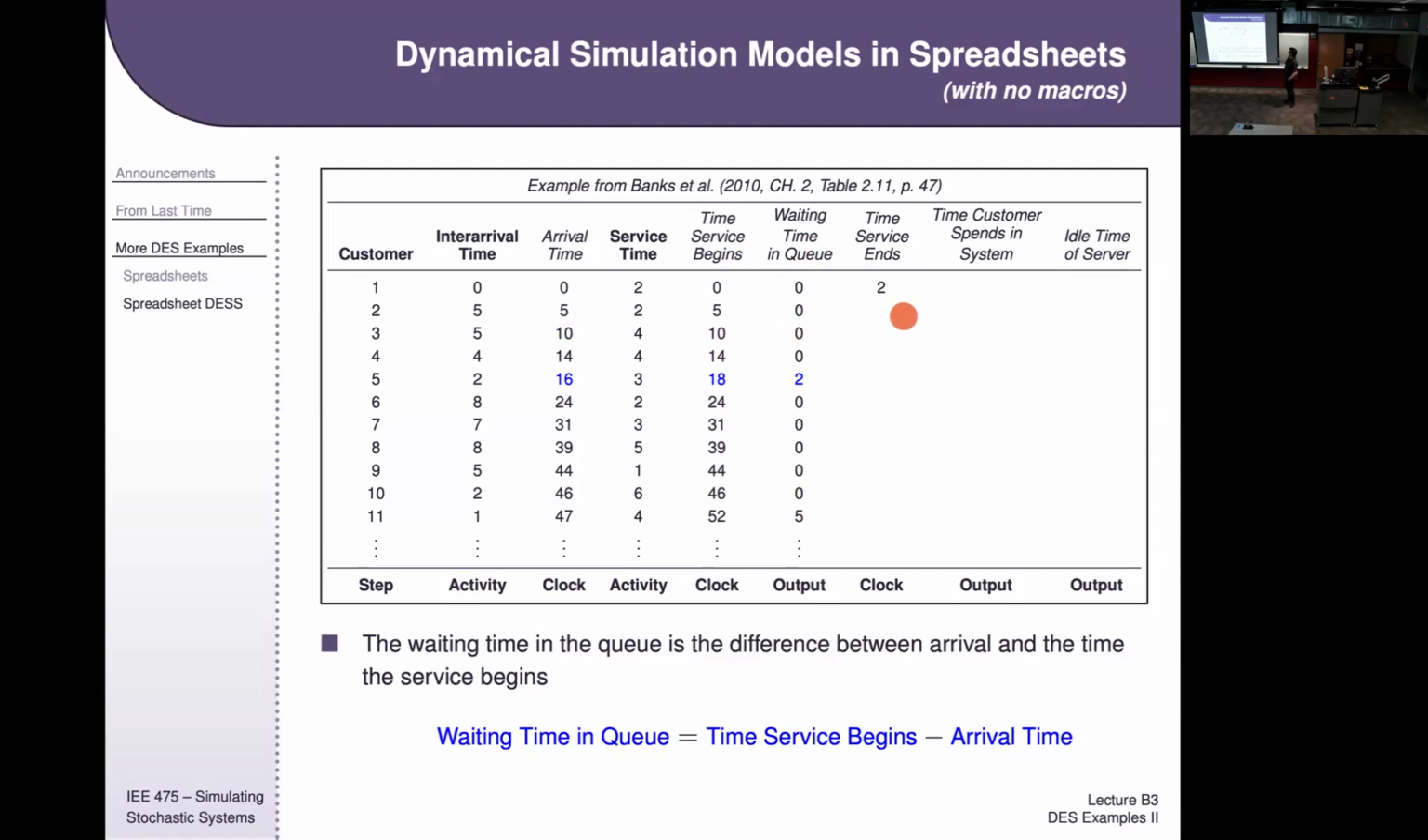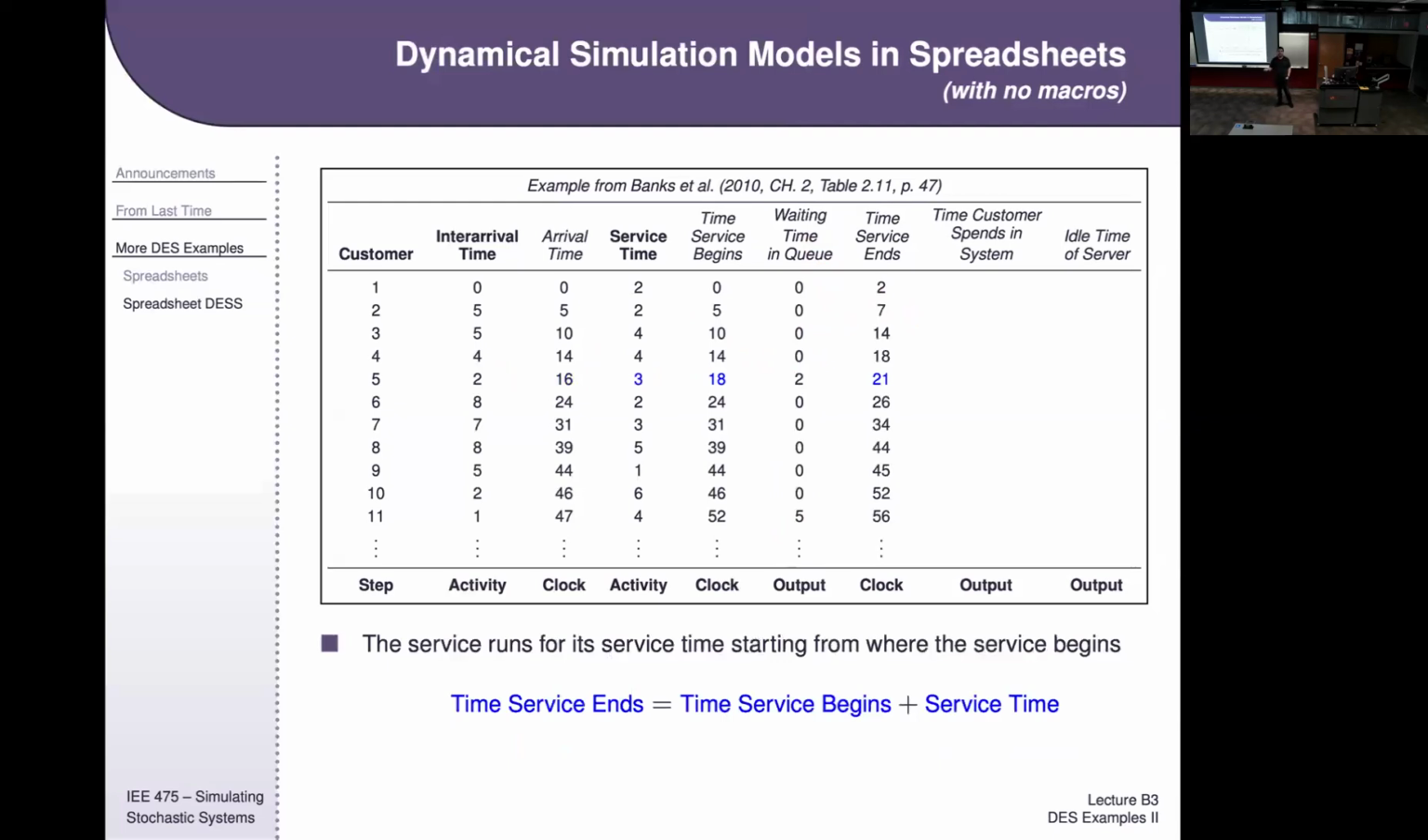So then I have to think, moving left to right, what's the relationship that holds for the ending time? Well, for the ending time, that's easy. If I know the beginning time and I know the service time, the ending time is just the sum of those two. And so I have another column here, service begins, and I have service time. So in order to get this 21, I took their service began at 18 and it was 3 long. So that's what gave me the 21.